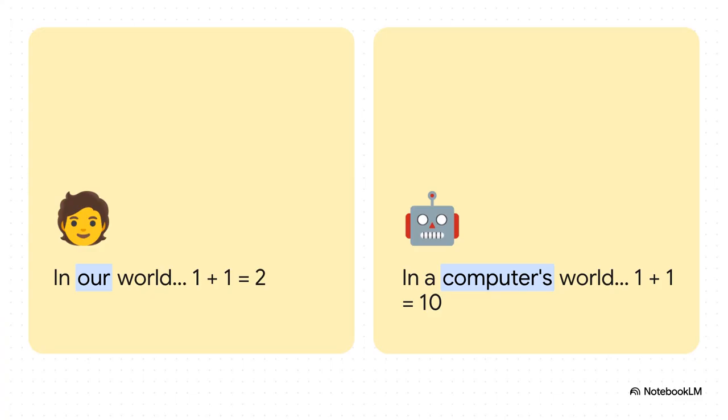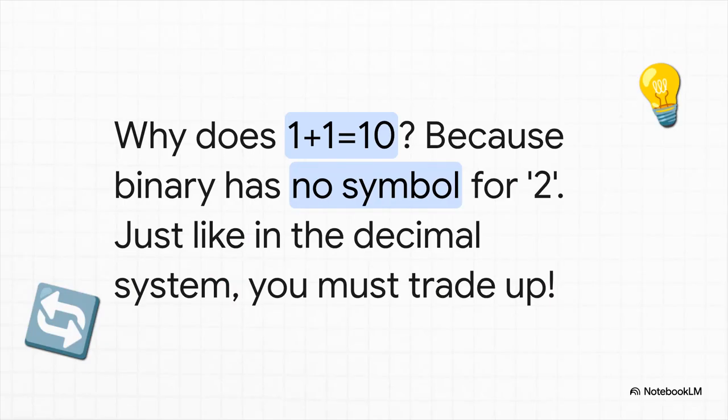And this is where your brain has to do a little flip. Because in the computer's world, 1 plus 1 does not equal 2. It equals 1, 0. And no, that's not the number 10, but it is the key to absolutely everything. So why does 1 plus 1 equal 1, 0?